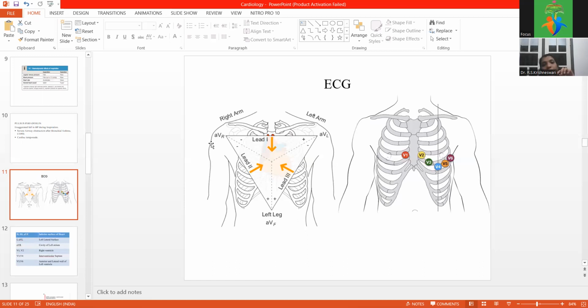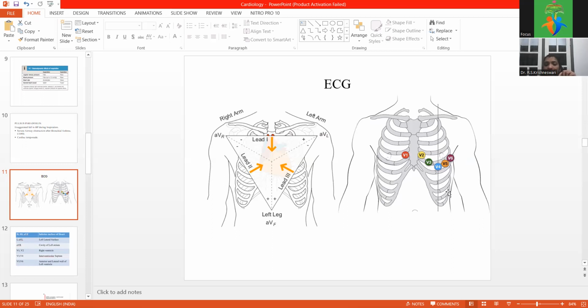Left atrium forms the base of the heart, and the left ventricle forms the apex of the heart. So AVR, it is on the right side and directly sees the left atrium, which is the base of the heart. And V1 and V2 see the right atrium. V3 and V4 see the interventricular septum. V5 and V6 see the lateral and inferior aspect of the left ventricle.